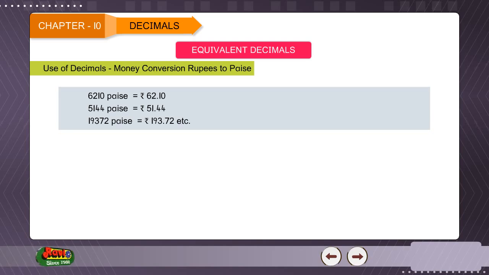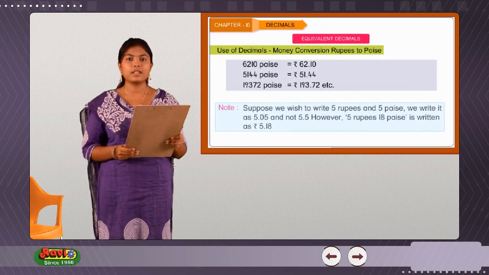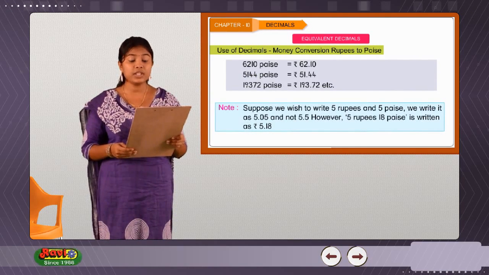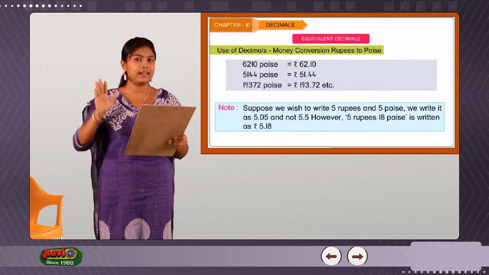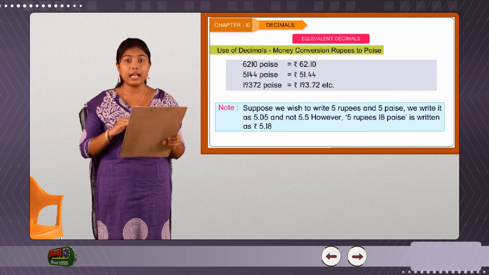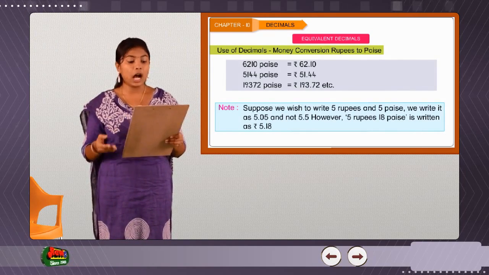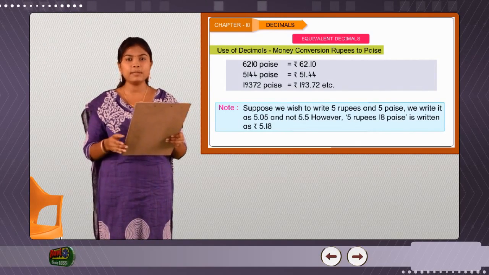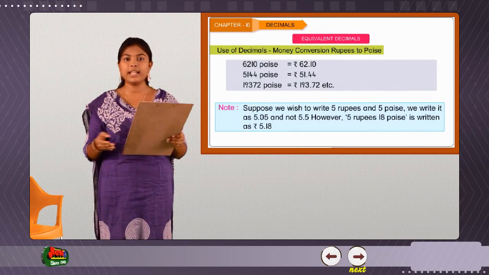6,210 paise is equal to rupees 62.10. 5,144 paise is equal to rupees 51.44. 19,372 paise is equal to rupees 193.72, etc. Note: suppose we wish to write 5 rupees and 5 paise, we write it as 5.05 and not 5.5. However, 5 rupees 18 paise is written as 5.18.